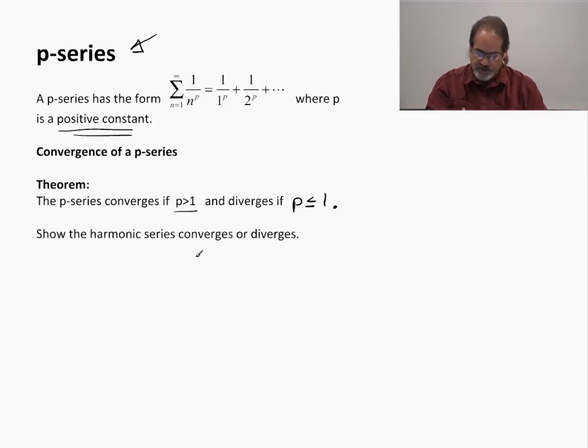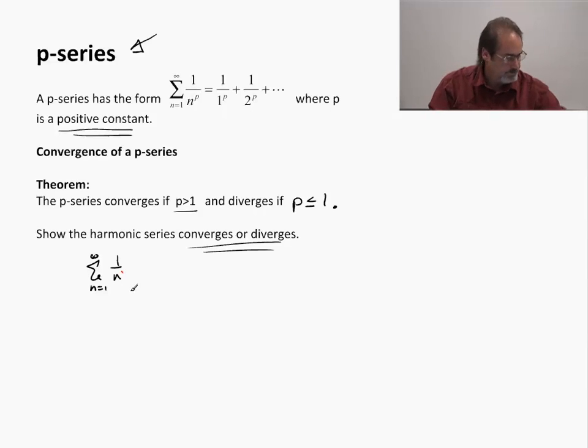Now, the harmonic series, I want to show that the harmonic series is actually divergent. The harmonic series is the sum n equals 1 to infinity of 1 over n. So in this case, this is a p-series where p happens to be equal to 1. So how do we show that the harmonic series is divergent? Well, let's use the integral test.